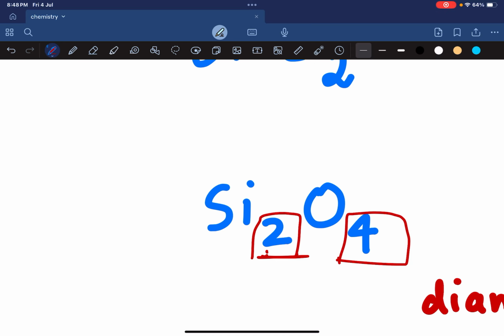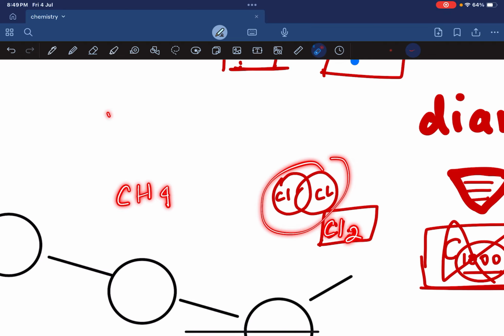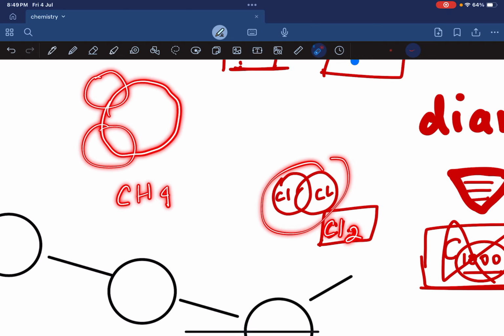This is telling you the exact ratio, that for every 2 silicon atoms we have 4 oxygen atoms. So if I say I have 2,000 silicon atoms in this sample, then I'm going to have 4,000 oxygen atoms. This does not mean an exact number, because for a giant covalent structure you can't have a simple molecular formula like Cl2. For methane, you have CH4. Why CH4? Because each molecule of methane looks something like this: 1 carbon and 4 hydrogens.